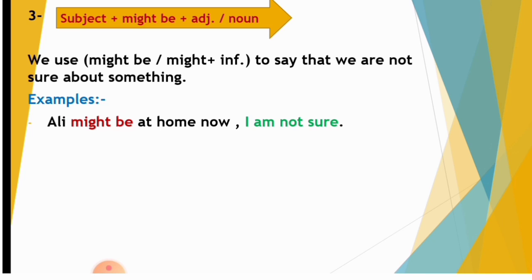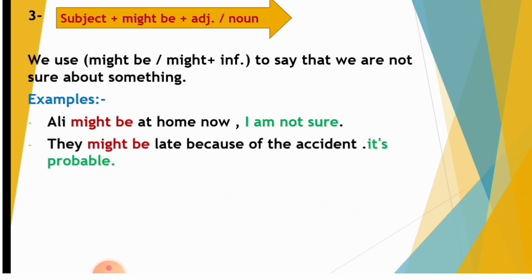Let's continue. We have some examples here. Ali might be at home now. So you feel here in the sentence that I am not sure, so I used might be. He might be at home, he might be outside his home. I'm not sure. They might be late because of the accident. It's probable. من المحتمل.